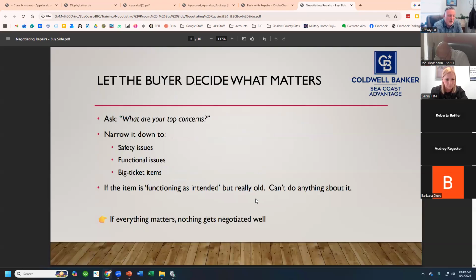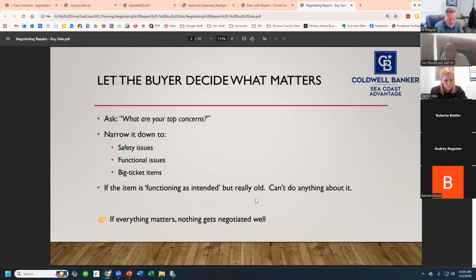Let the buyers decide what matters, right? Ask them, what's your top concerns? What on this report concerns you the most? Then narrow it down, right? You want to focus on anything safety, electrical issues. We have a hole in the floor, something like that. Functional issues, right? The dishwasher doesn't work. The drain in the sink is stuck, is clogged up. Or big ticket items. There's a roof leak. Roof needs to be replaced. It's at the end of its life. Yeah, that's a big ticket item.